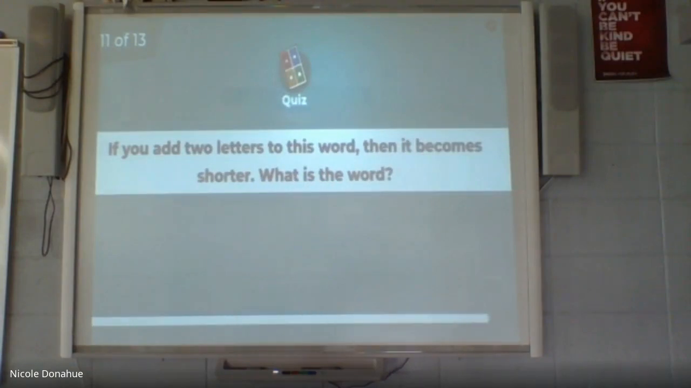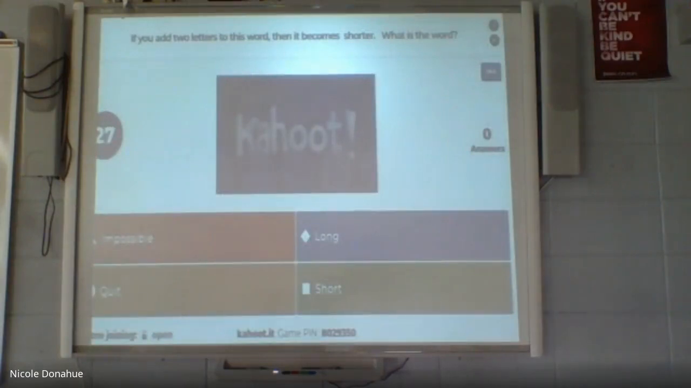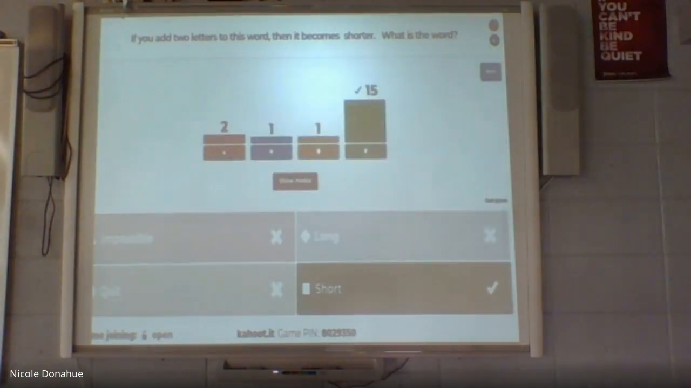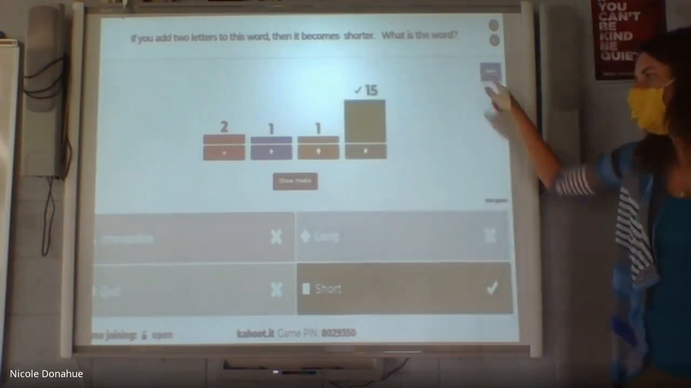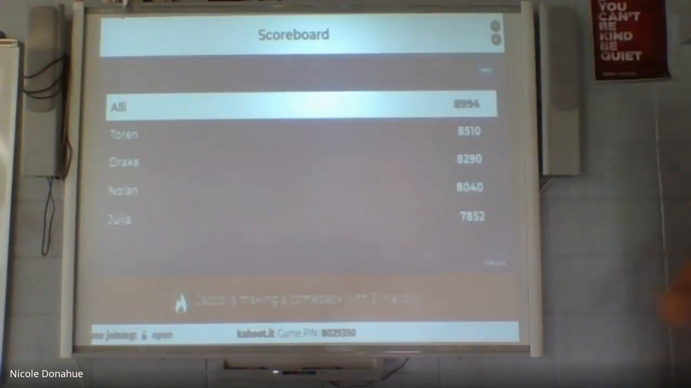This is another riddle. If you add two letters to this word, it becomes shorter. What's the word? Looking at the choices will help. So if you add E and R, ER, two letters, shorter. Not so funny. It's almost like a dad joke riddle.